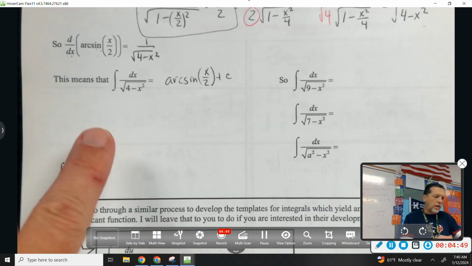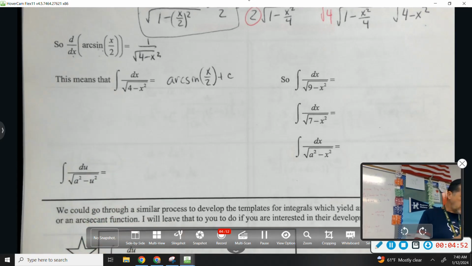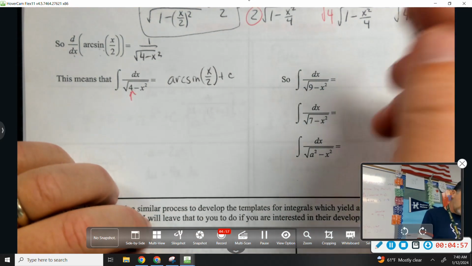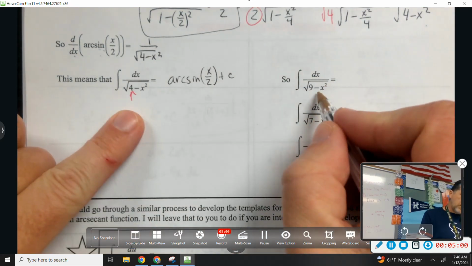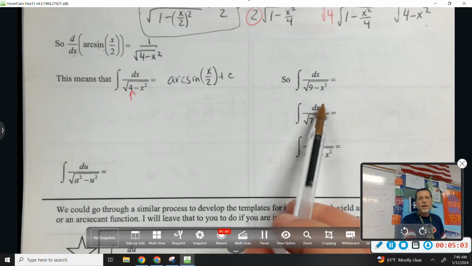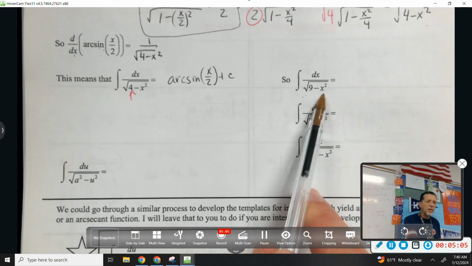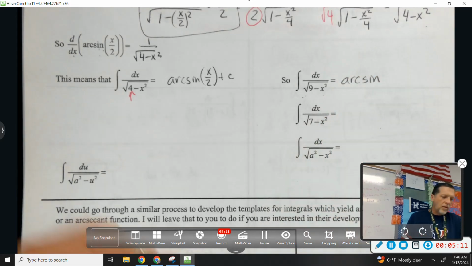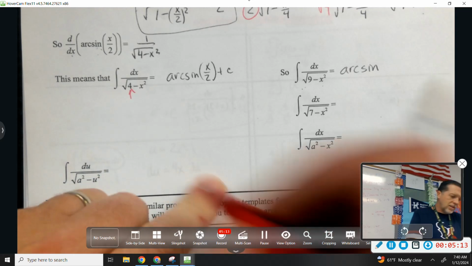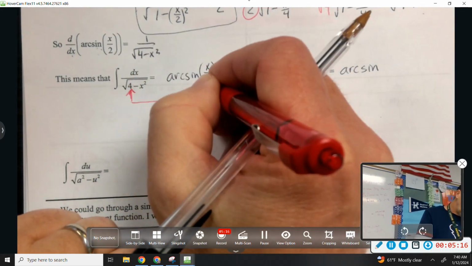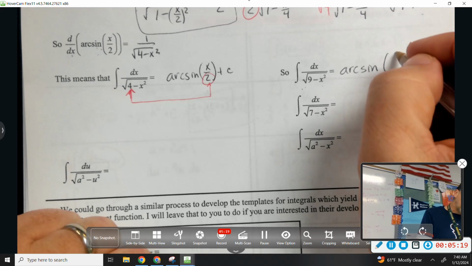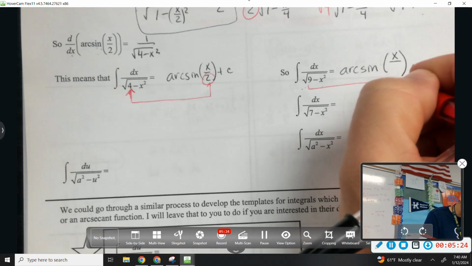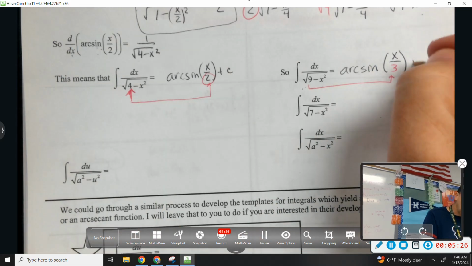Okay, well, let's see if we can follow this pattern here. I guess the big thing is that thing right there. If I'm looking at this one, square root of something minus x squared, that looks like arcsine. And if I kind of follow my pattern, the arcsine of what? What do you think? 3. Arcsine of x over 3. And then plus c.